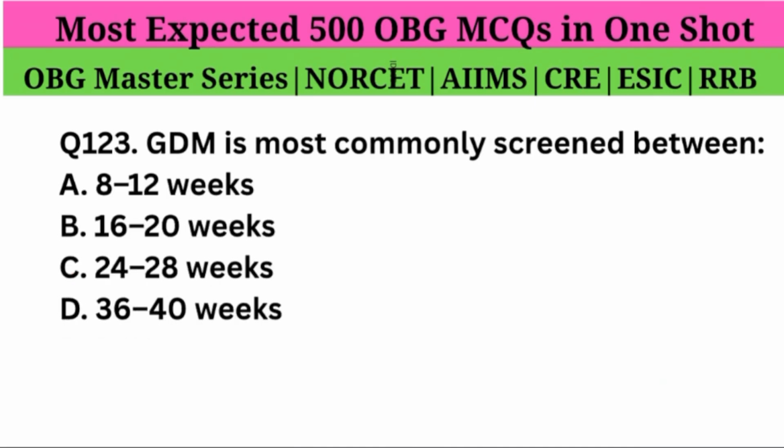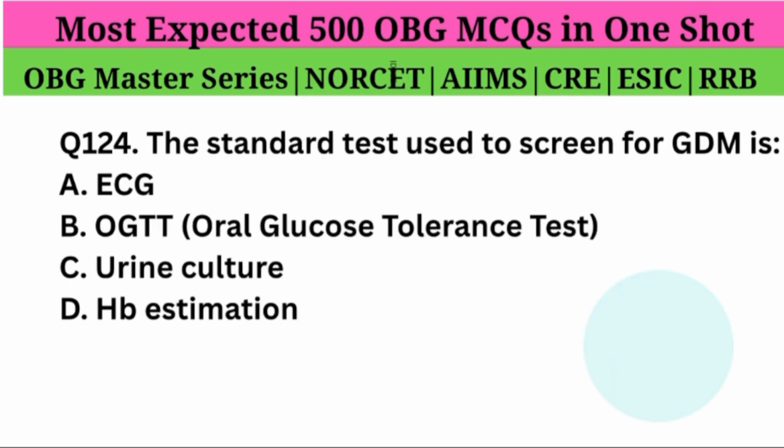Next question, GDM is most commonly screened between? Your correct option is option C, 24 to 28 weeks. Next question, the standard test used to screen for GDM is? Your correct option is option B, OGTT.